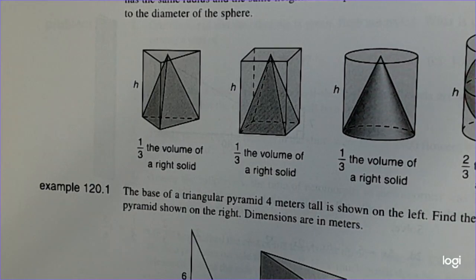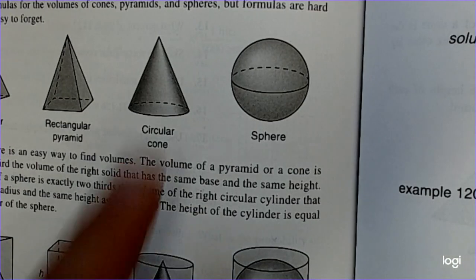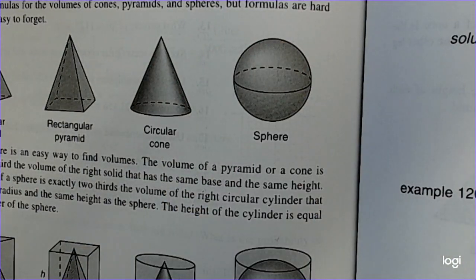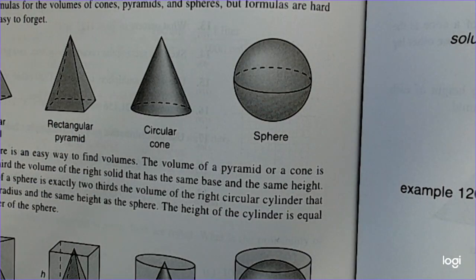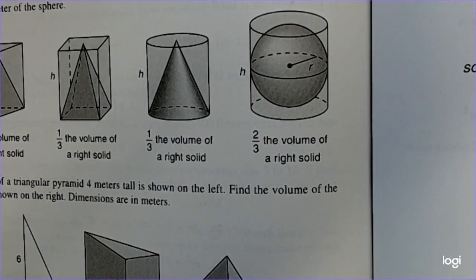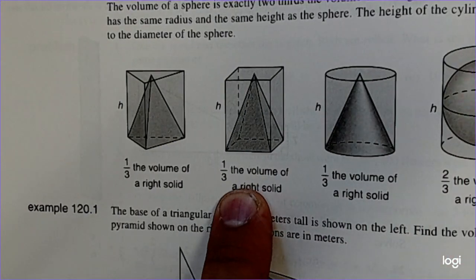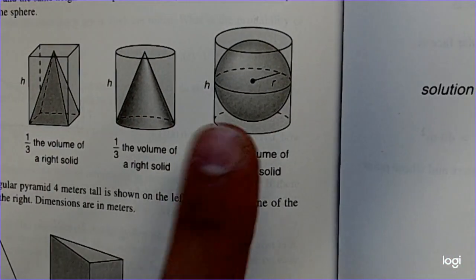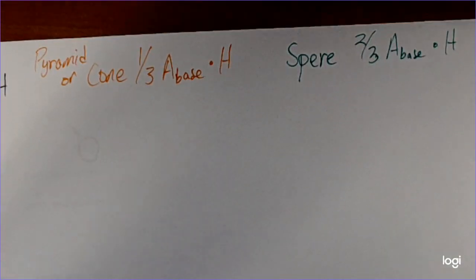Now, what if it's a sphere? For those of you who don't know, a sphere is a perfectly round, three-dimensional ball, like a bouncy ball, rubber ball. That's a sphere. It's going to be the exact same, except it's going to be 2/3 the volume of the solid, all right? So spheres can be a little bit tricky, but just remember, cones, pyramids, 1/3 area of the base times height. Spheres, 2/3 area of the base times height. And I've got that drawn right here, okay?